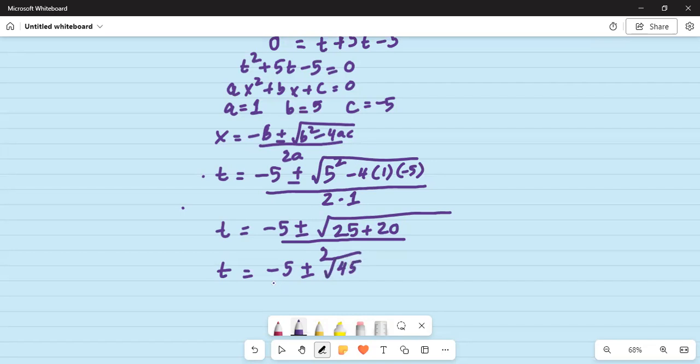Now that is not a perfect square. However, we can factorize it. How?